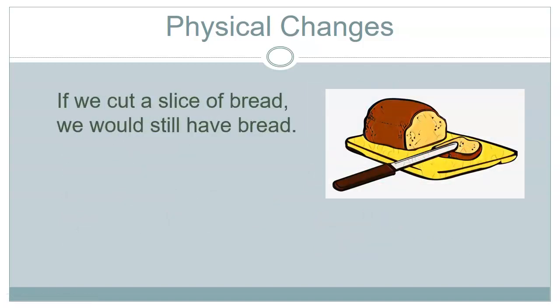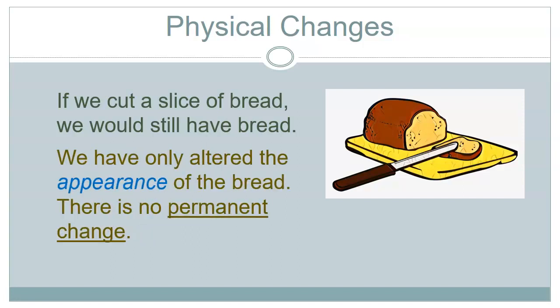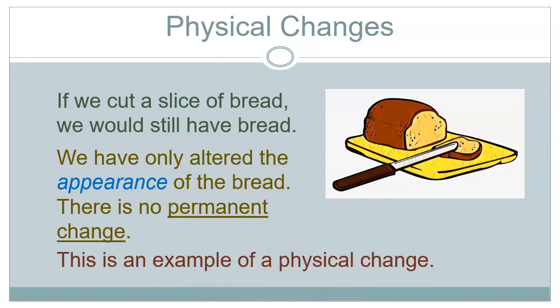All right, so let's say for just a moment that we had a slice of bread, or a loaf of bread, and we were to take and slice off a piece of bread from that loaf. We would not have made a change that actually changed that bread to some other substance. You still have bread. It looks a little bit different, so we have altered the appearance of that bread, but there hasn't been any permanent change made. No kind of change that actually changed it from bread to some other substance. And so because of that, cutting a slice of bread off from a loaf of bread is an example of a physical change.